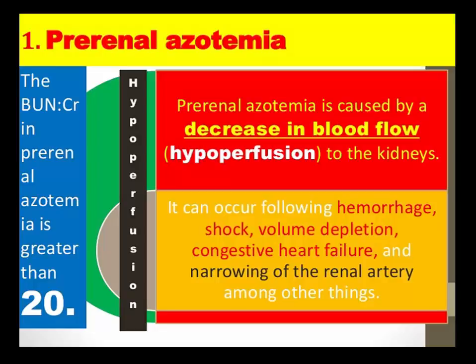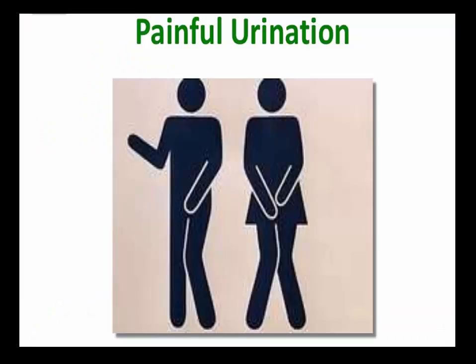Anuria would be a complete absence of urine production, and anuria can occur in prerenal, intrarenal, and postrenal causes. Oliguria, or low urine output, could also indicate impaired kidney function. Dysuria means voiding that is either painful or difficult.